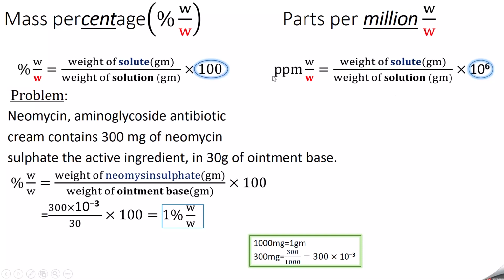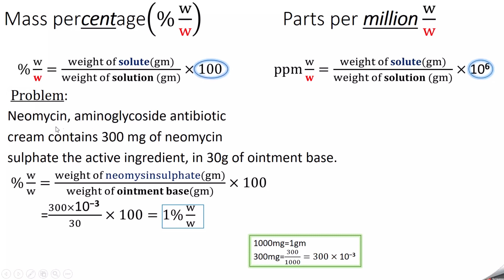Parts per million, the same expression only we have. The only difference is into 10 to the power of 6. So parts per million weight by weight is equal to the weight of the solute in gram, divided by the weight of the solution in gram, into 10 to the power of 6. This is because per million. So when you have per million, you have to multiply with 10 to the power of 6. Percent means you have to multiply with 100.